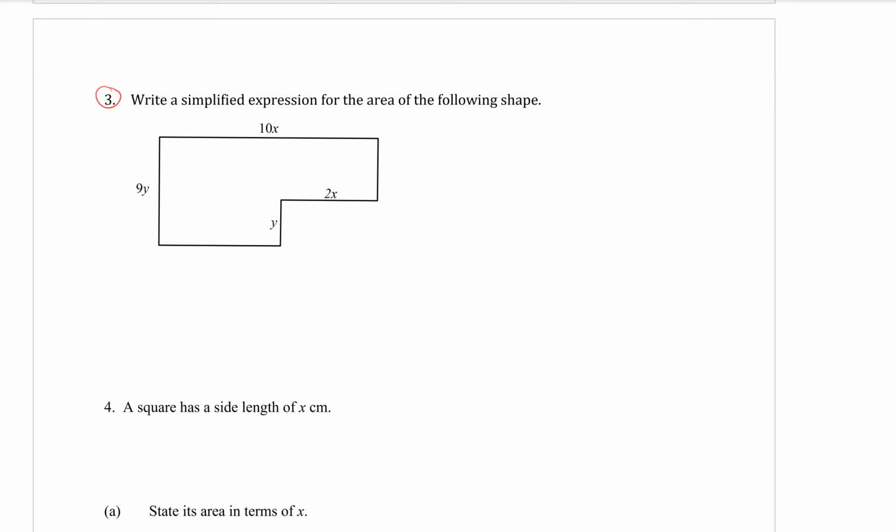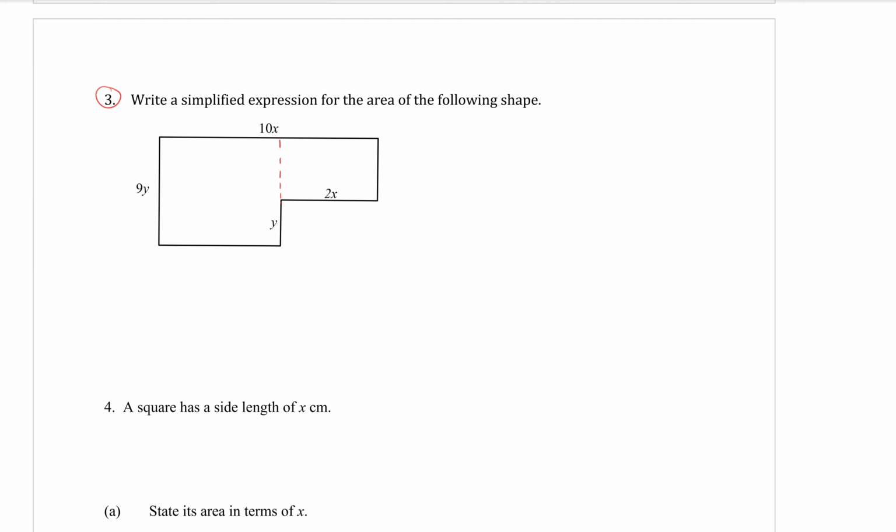So it says, write a simplified expression for the area of the following shapes. Now to find the area, if you can remember when you did area in Year 7, we know how to find areas of rectangles and triangles, but if we have a shape like this, we actually have to cut it in half, right? So I'm going to cut it down here to have 2 rectangles.